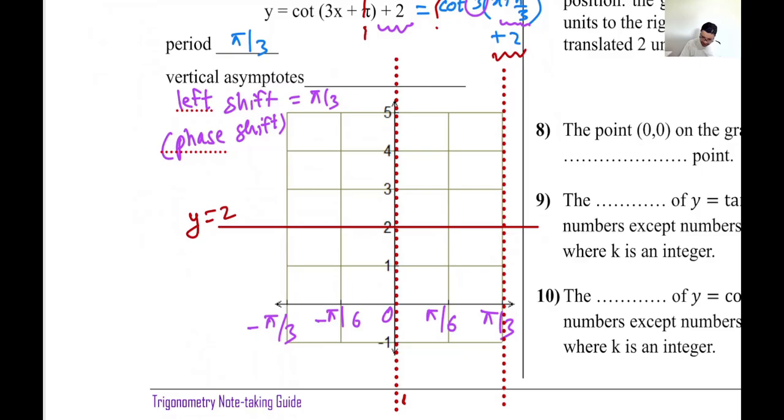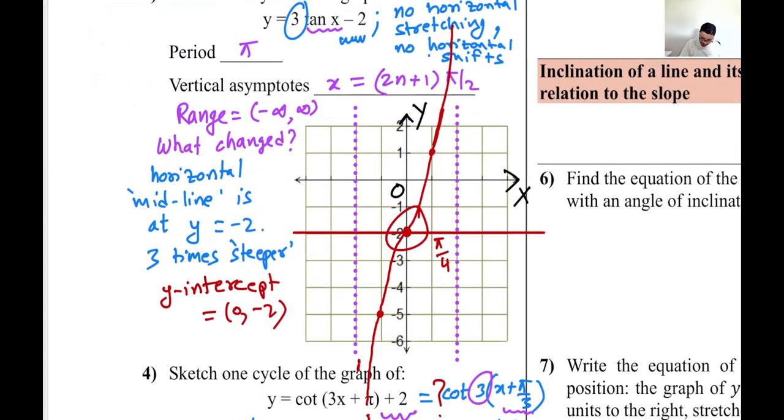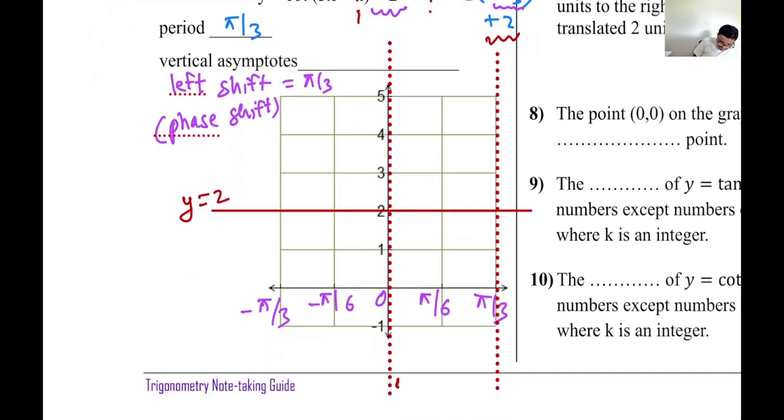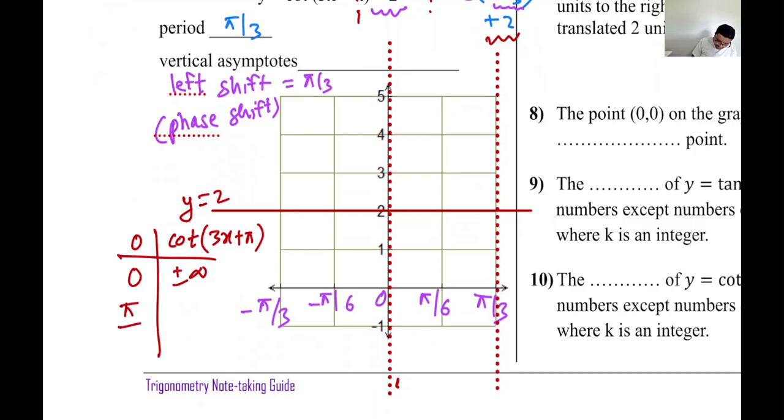I should show it decreasing because I have not changed the direction. Okay, let me do one thing. Let me evaluate it at some values. Okay, that is more reliable. At 0, I am doing cot of 3x plus pi. At 0, the value is cot pi, which is plus or minus infinity. But at pi over 6, it will be cot 3 pi over 2, and cot 3 pi over 2 is 0.